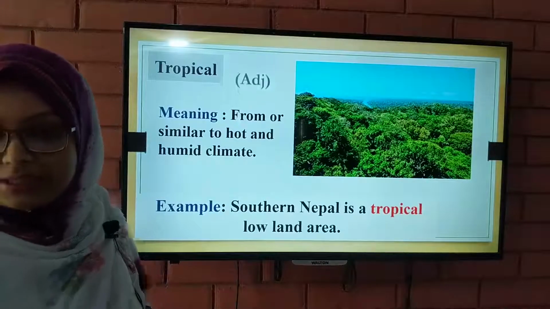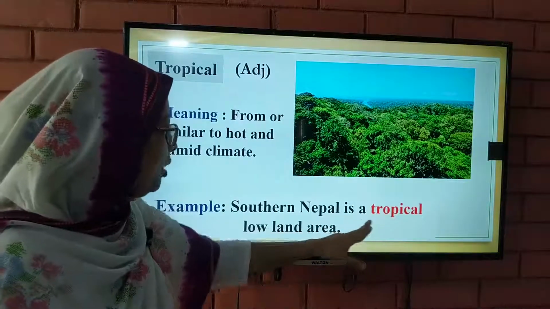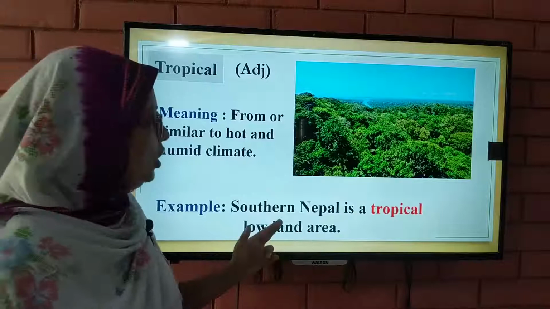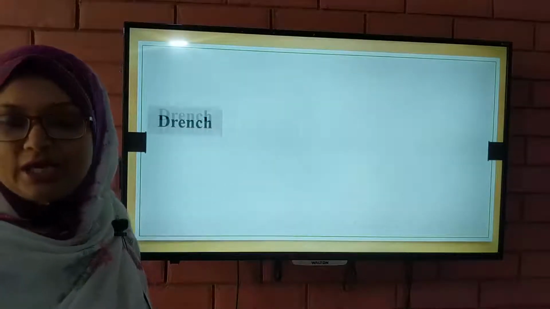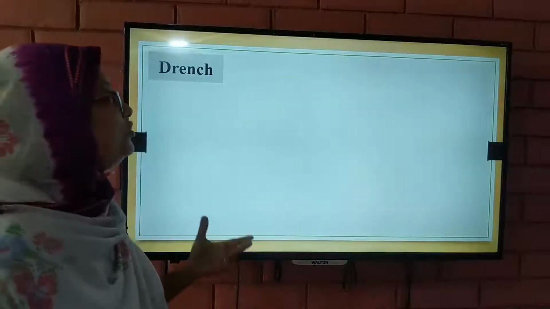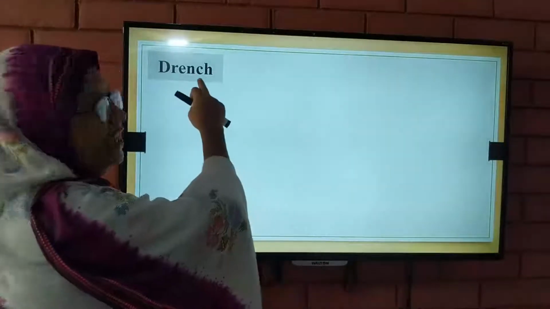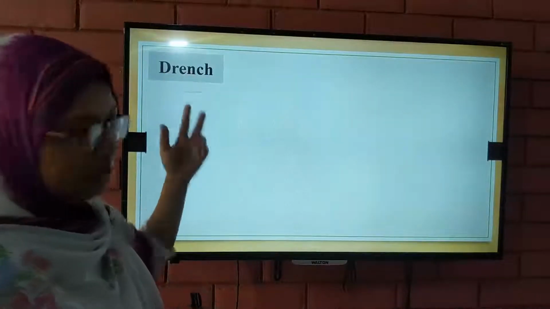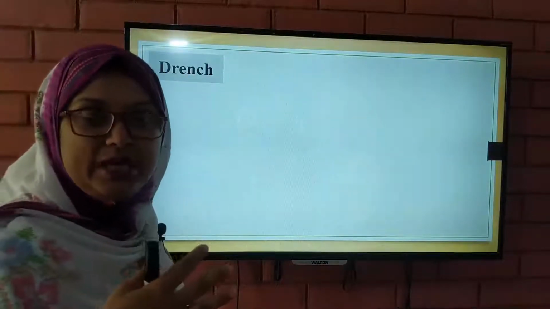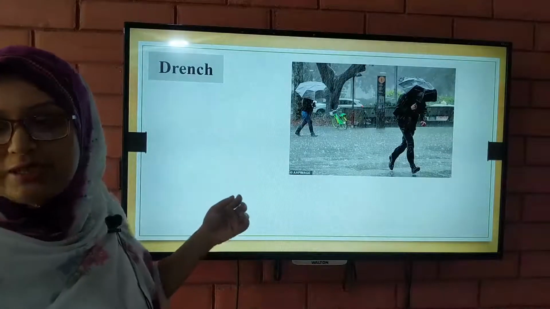So this is an adjective. You can see Nepal is a tropical lowland area, so it modifies the land. Okay, now let's move to the next word, drench. Okay, drench. Can you repeat after me? Drench. Very good. Now look at the picture.